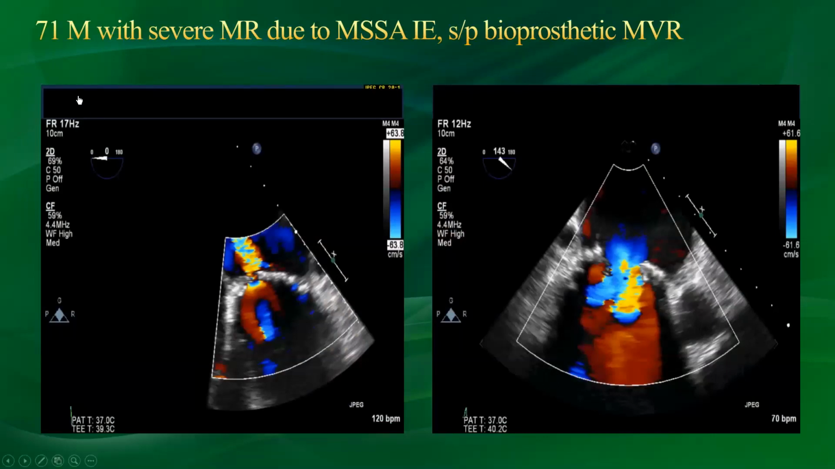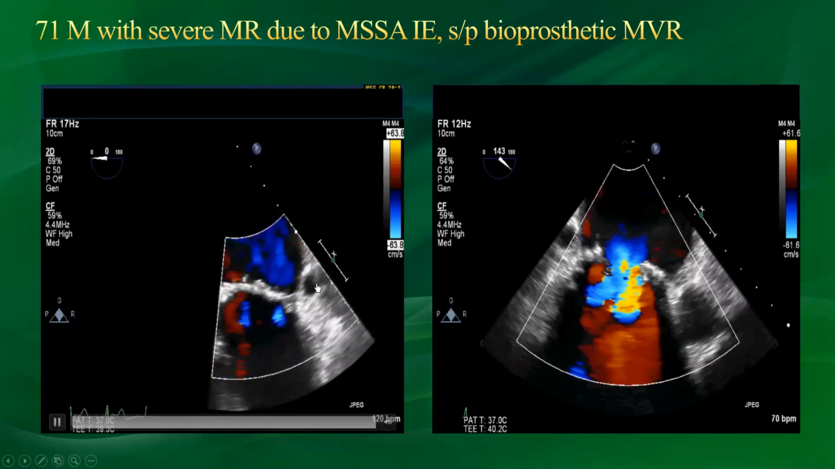So we have a 71-year-old gentleman with severe mitral regurgitation due to MSSA endocarditis. He underwent bioprosthetic mitral valve replacement, and a few months later came back with another bacteremia and heart failure symptoms. So this is a zoom view of his mitral prosthetic valve.